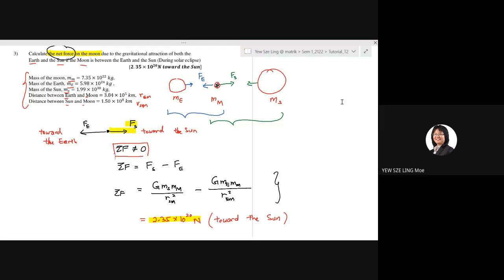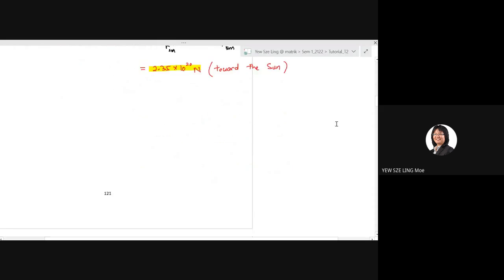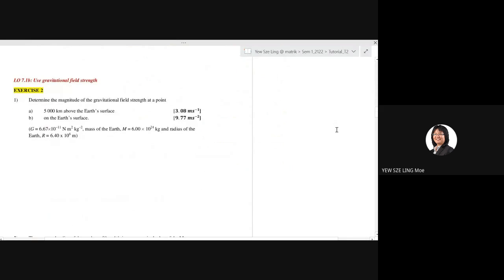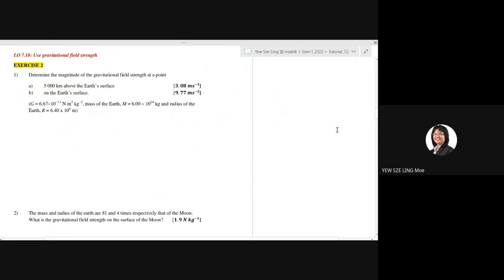Okay, right up to this point, we're done with gravitational force. Next, we're going to look at gravitational field strength, ag, in other words also your acceleration due to gravity. Now, don't get confused. When we mention acceleration due to gravity, it doesn't mean that it must be 9.81, because every planet can have its own gravity.